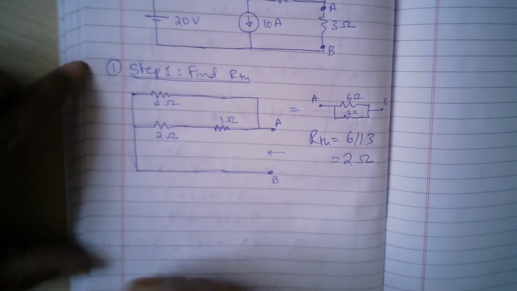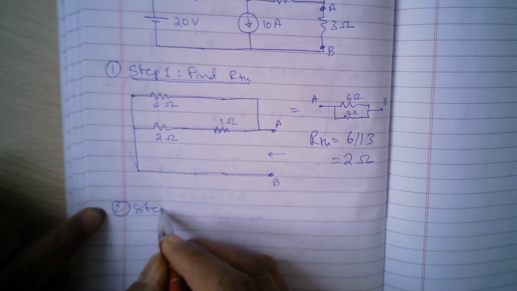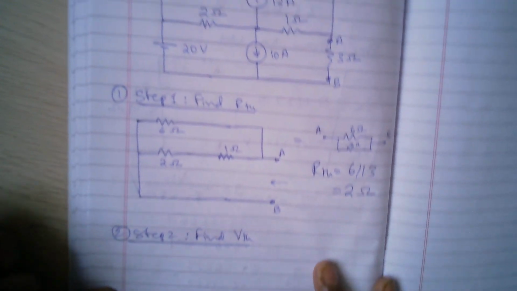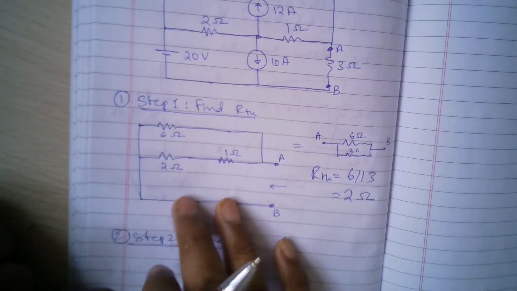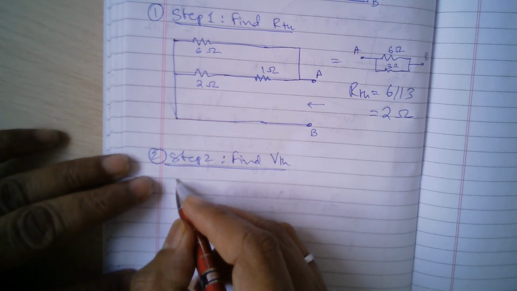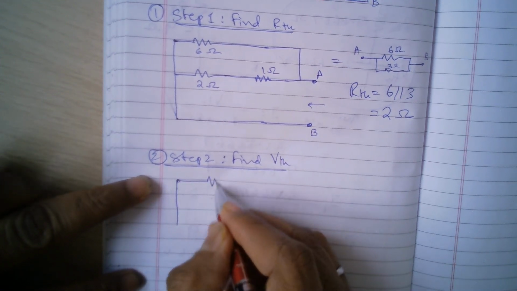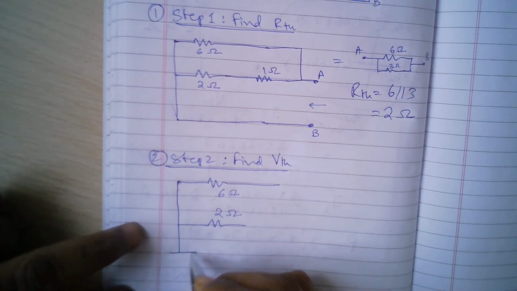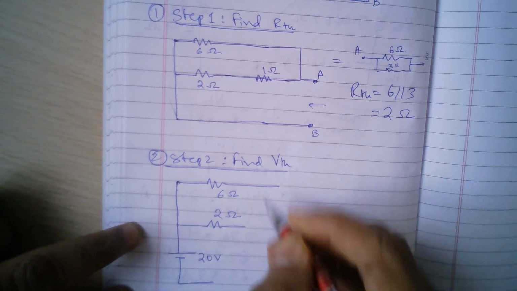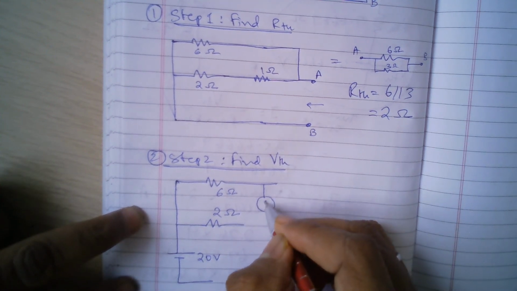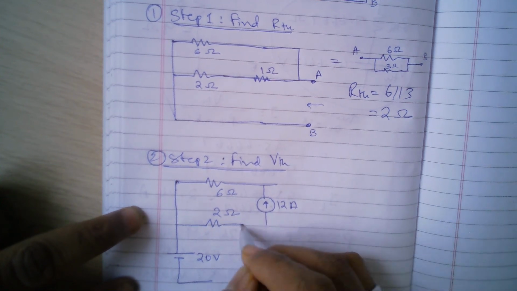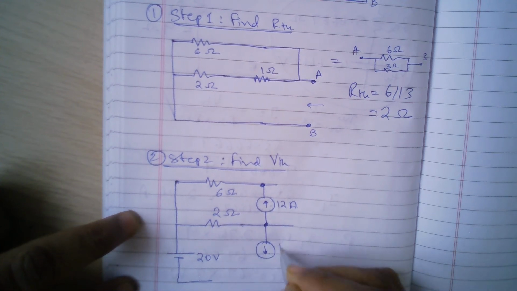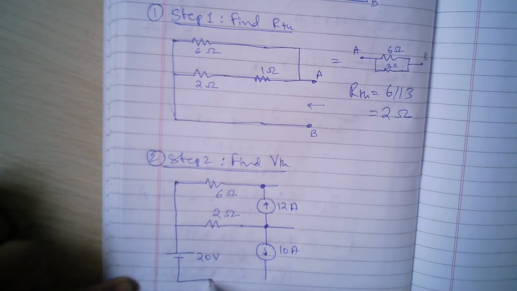Now step 2, find VTH. What we have to do here is introduce the sources back into the circuit. So I have 6 ohms here, 2 ohms here, 20 volts here, and an upward pointing 12 amperes between these 2 points, and a downward pointing 10 amperes, right?